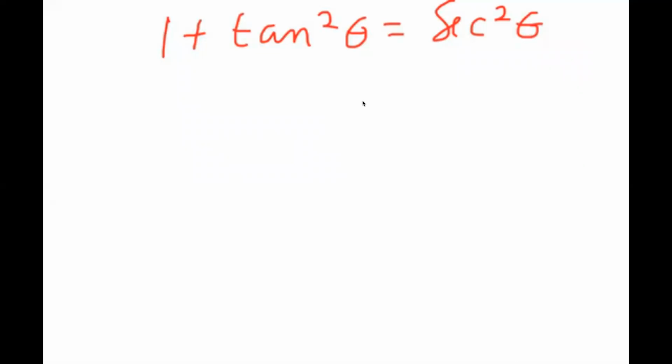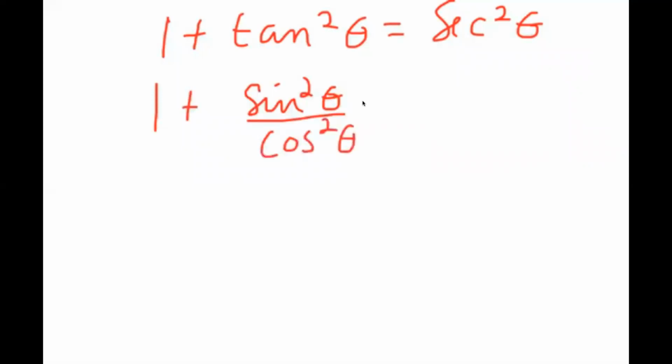So in order to prove this, I'm going to go to the more complicated side. Which one is more complicated? It looks like the left side is more complicated. So I am going to unravel that side in order to get to the other side. So what am I doing first? I am going to change tangent squared theta to sine over cosine. Tangent squared theta is sine squared theta over cosine squared theta. So now that I have that, I have 1 plus sine squared theta over cosine squared theta.